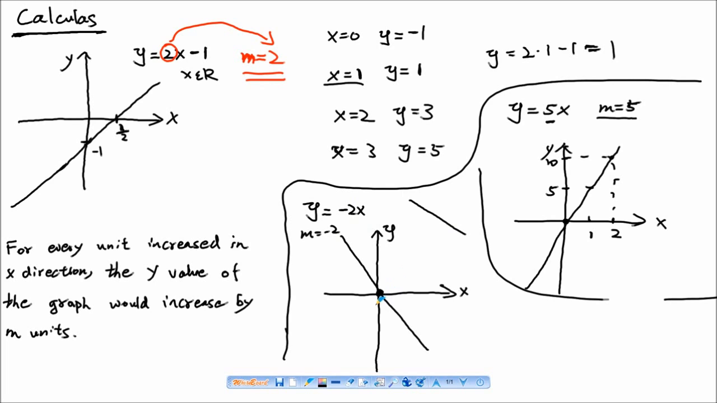For instance, if x is 0, y will be 0. So when x is 1, your y value should be minus 2.